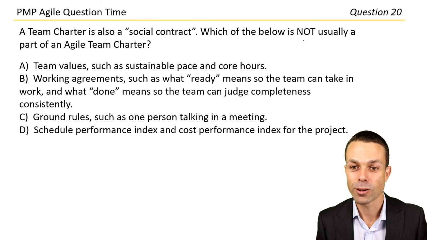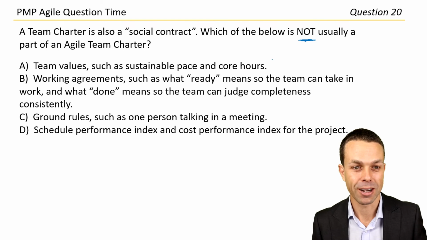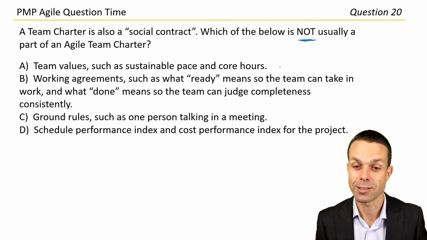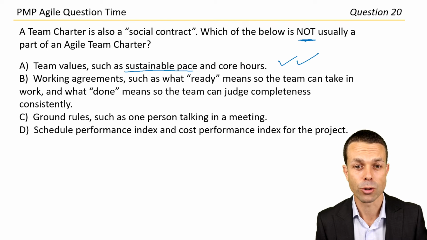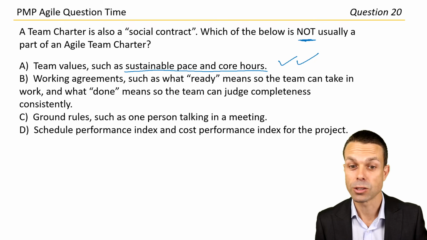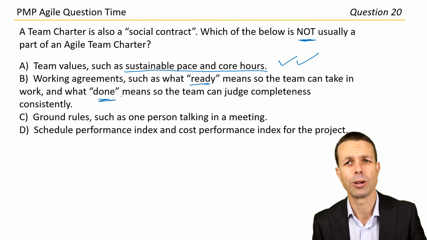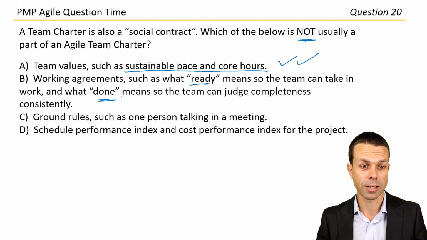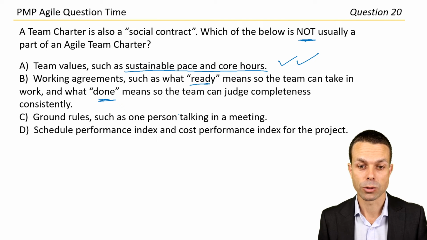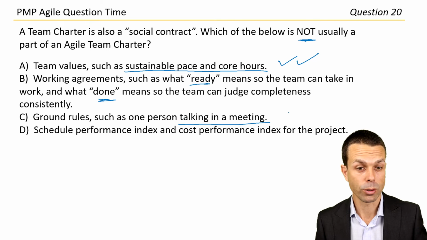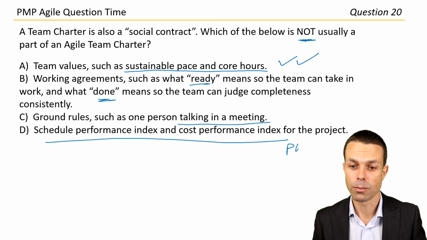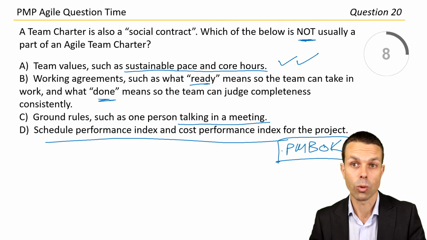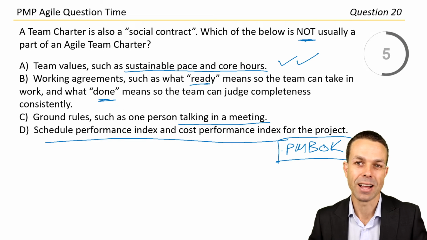Which of the below is not usually a part of an agile team charter? Team values, such as, okay, that's definitely a part of a team charter. Sustainable pace, really important, and core hours of the team. Working agreements, such as what ready means and what done means, really important as well, good to go in your team charter. Ground rules, such as one person talking in a meeting, also really important. And schedule performance index and cost performance index for the project. These are more terms from the project management body of knowledge, probably for a waterfall approach, all done in one big bang where we're predicting the elements around our project.